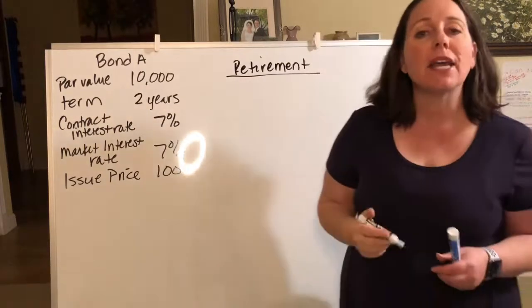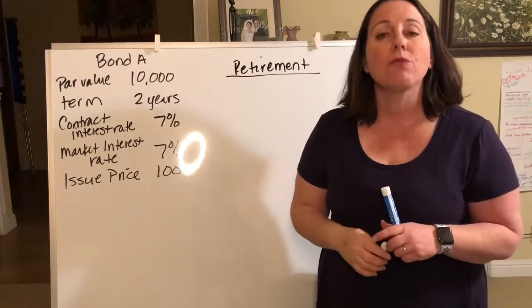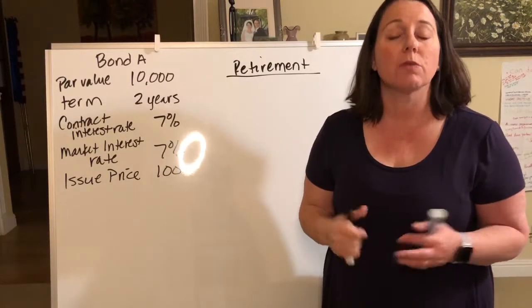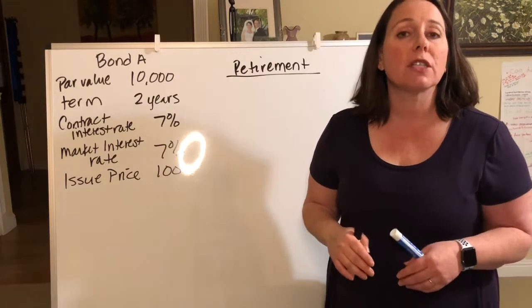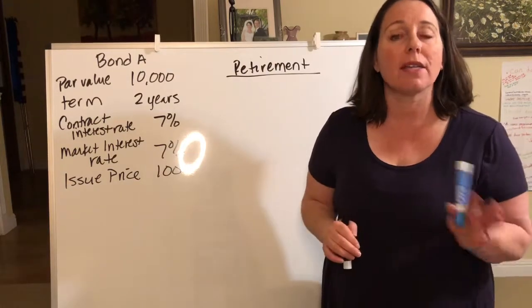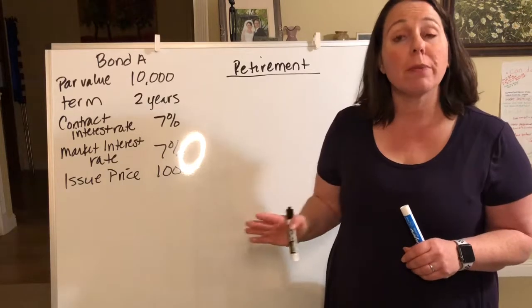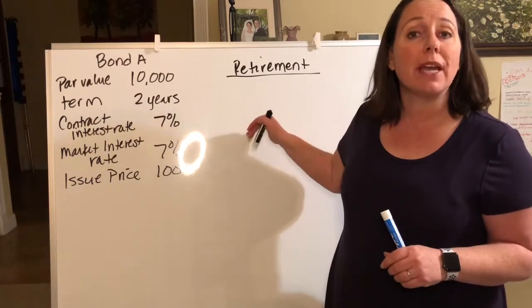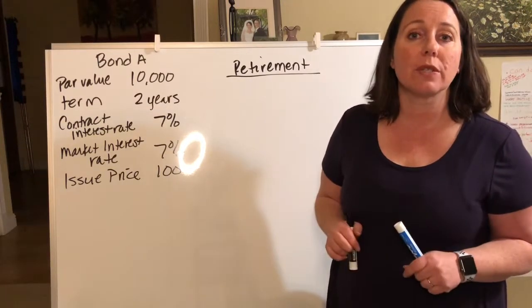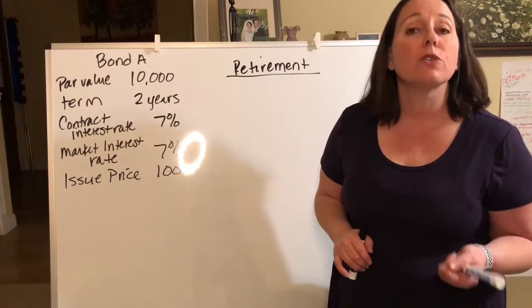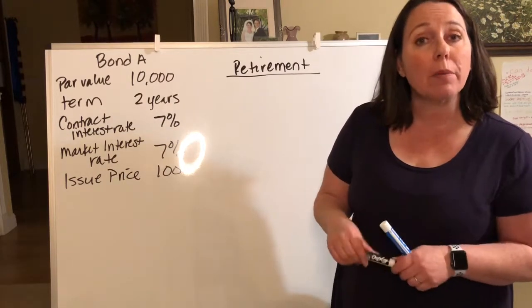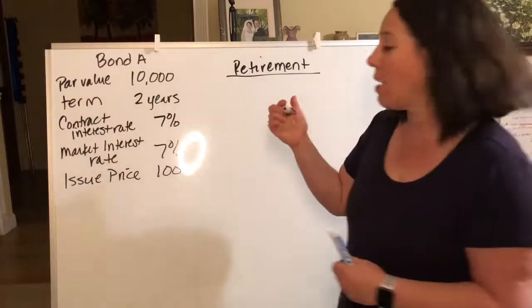The retirement entry is the same for every bond. Well, the amounts change, but regardless of whether it's a par value bond, a discount bond, or a premium bond, the retirement entry is the one entry that's always going to be exactly the same. So first we're going to debit the bond payable because we're not going to owe it anymore, we're paying it off.